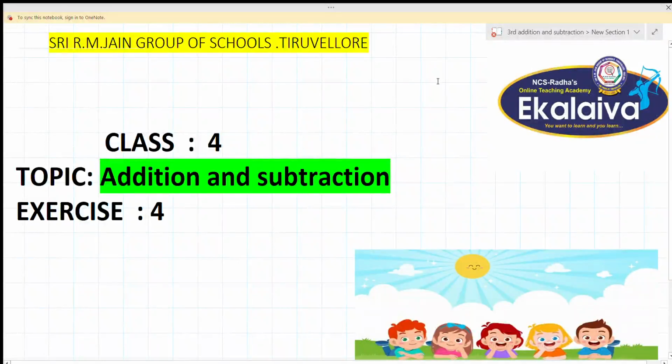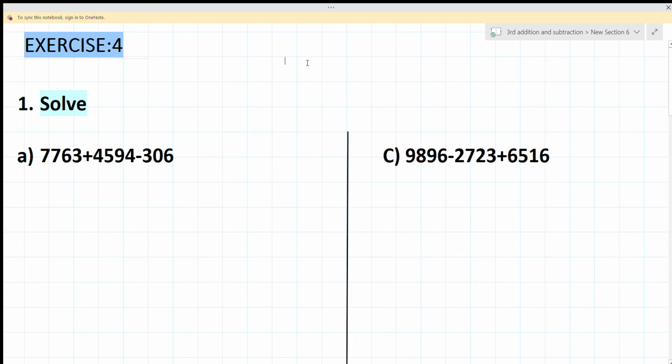Sri Gurubhyo Namaha children. Today we are going to practice exercise 4. In this exercise we are going to learn to solve sums in which we will do both the operations of addition and subtraction. Let us solve the sums to understand in a better way. Let us look at the first question.